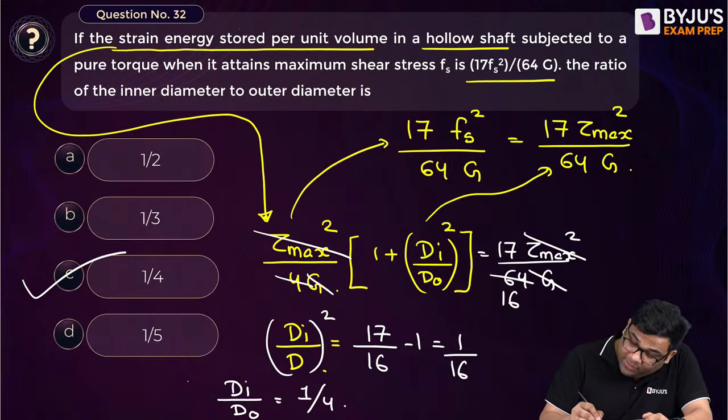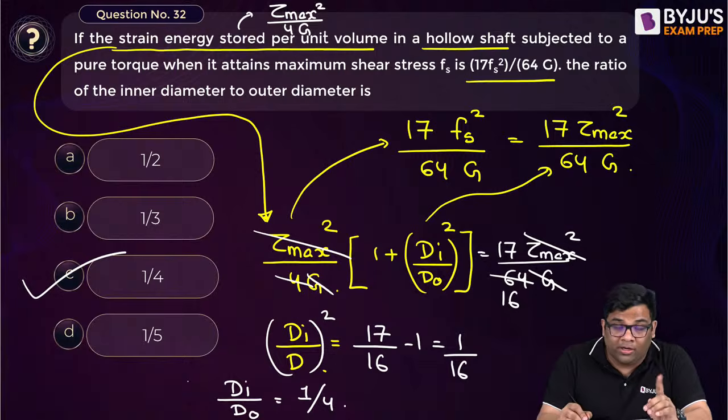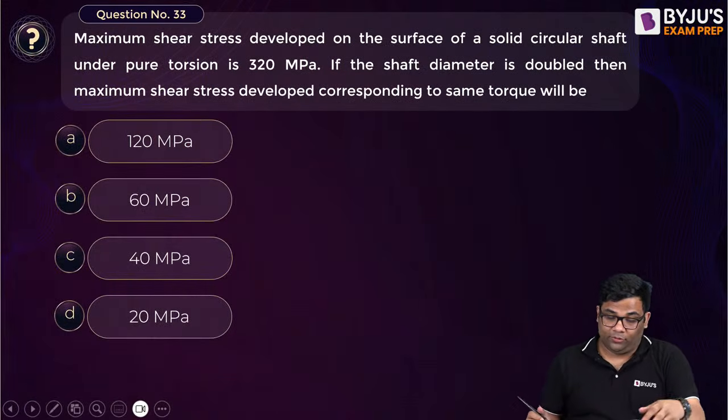Okay. Per unit volume, the strain energy is tau max square by 4G. This is for torsion cases, and this is for the solid one. For the hollow one, I have given the formula. I'm not writing again. Question 33.